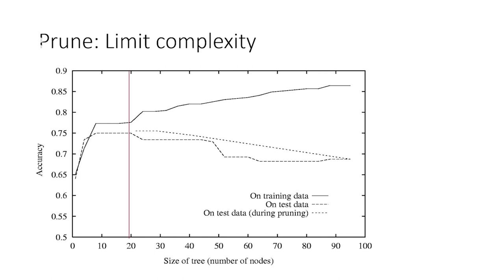Also note that almost always the training looks better than the testing, and that's one of the bad things about machine learning. You're almost always overly optimistic. You always think that your performance is going to be better than it is.